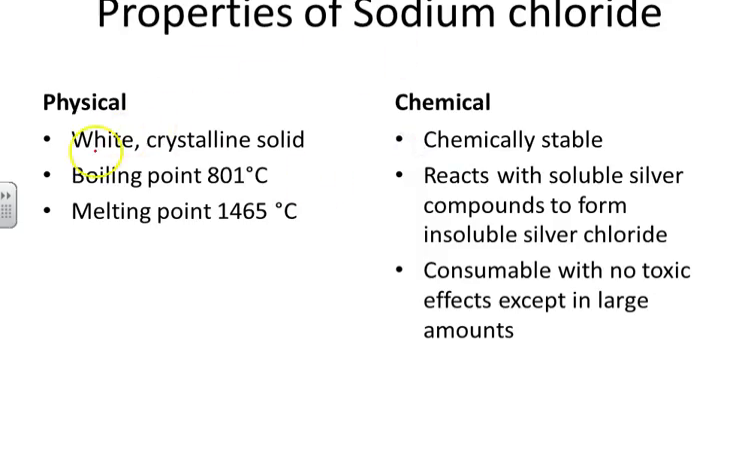Properties of sodium chloride, physically. Salt is a white crystalline compound with a high boiling point, 801 degrees Celsius, and a high melting point, 1,465 degrees Celsius. Chemically, it's very stable. It reacts with soluble silver compounds to form insoluble silver chloride, and it is consumable by people with no toxic effects except in very large amounts.